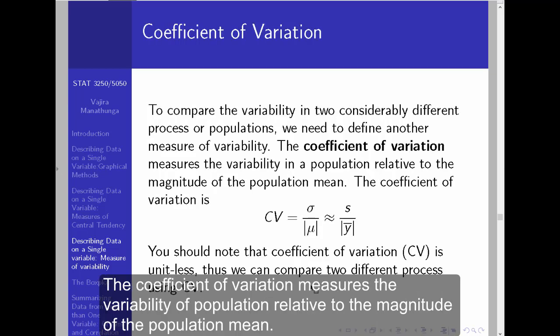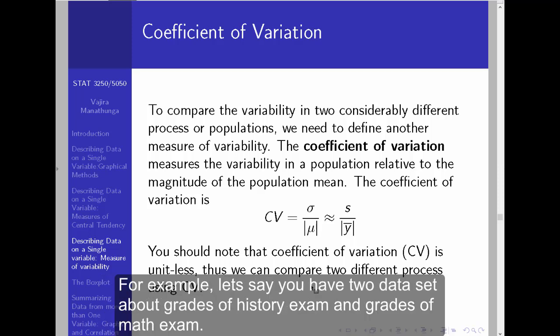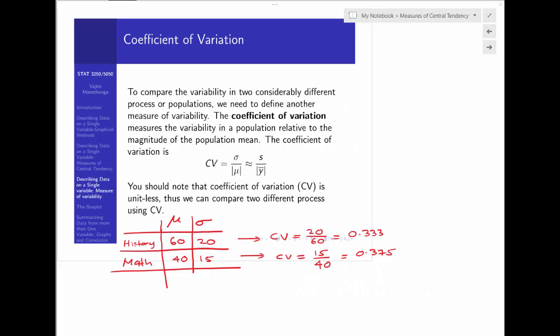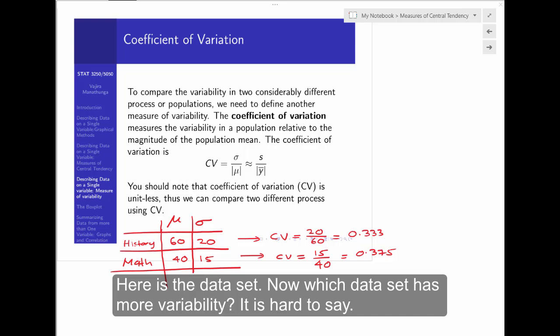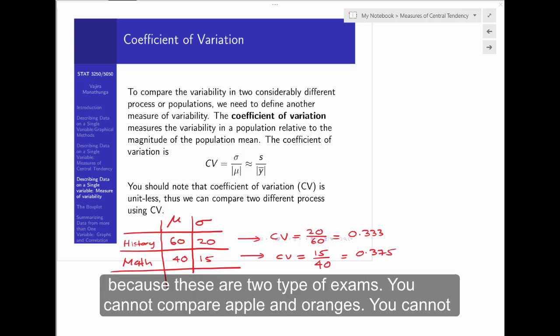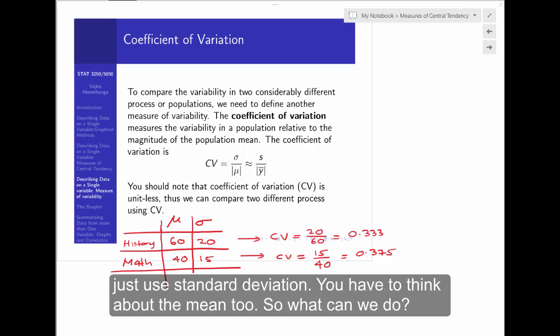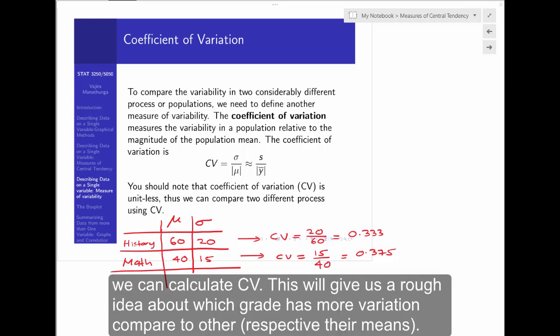The coefficient of variation measures the variability of a population relative to the magnitude of the population mean. For example, let's say you have two datasets about grades of a history exam and grades of a math exam. Here is the dataset. Now, which dataset has more variability? It is hard to say because there are two types of exams. You cannot compare apples and oranges. You cannot just use standard deviation. You have to think about the mean too. So what can we do? We can calculate the coefficient of variation. This will give us a rough idea about which grade has more variation compared to the other.